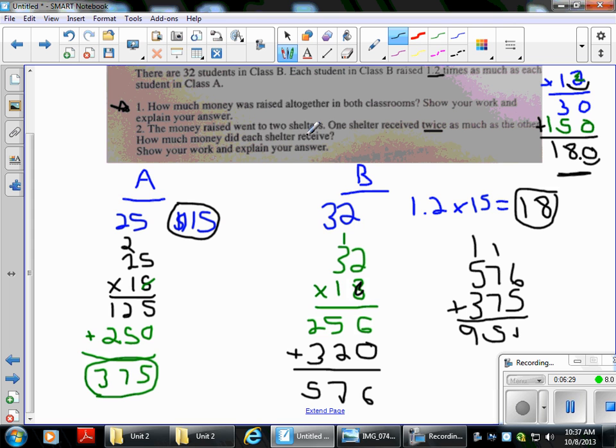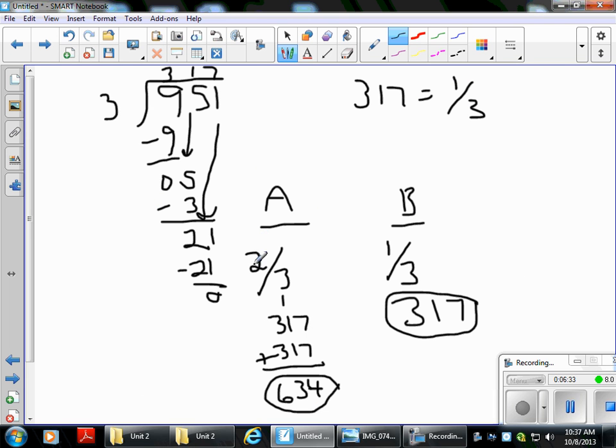And then the tricky part of the problem says the money raised went to 2 shelters. One shelter received twice as much as the other. How much money did each shelter receive? That's where I decided to divide it by 3 because 2/3 is twice as big as 1/3. You could have done 2/4 and 1/4 because 2/4 is bigger than 1/4. But in this problem, 3 goes into 951 evenly. So that's how it works out.